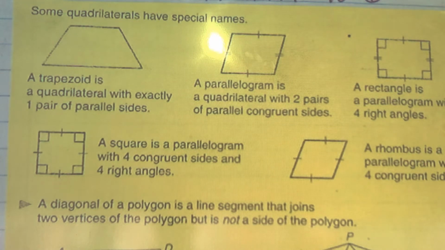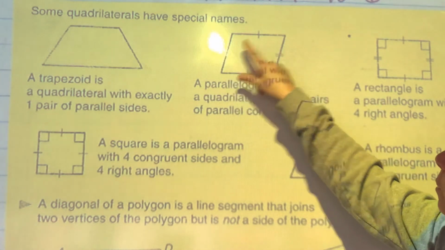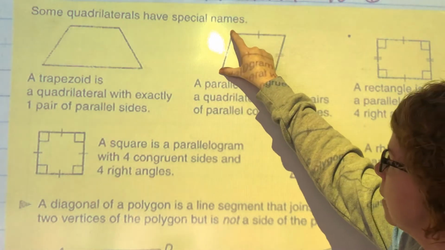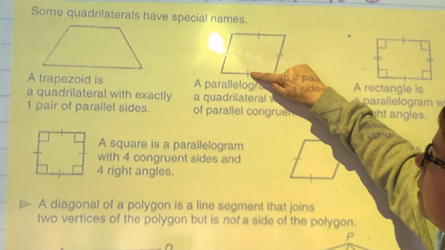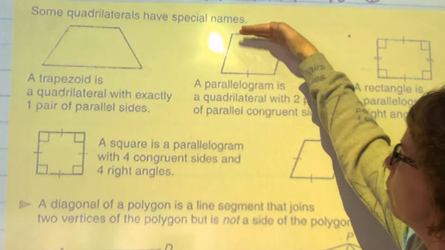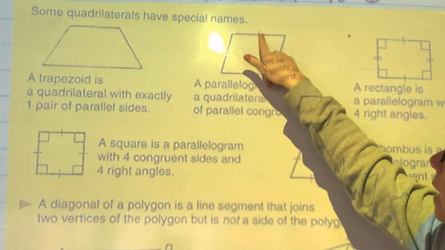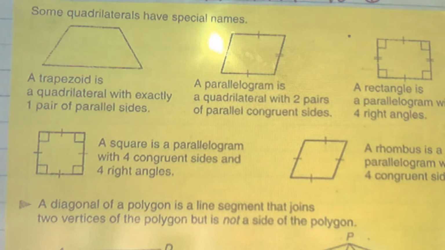The next one is a parallelogram, and a parallelogram is a quadrilateral with two pairs of parallel congruent sides. We talked about congruent the other day, meaning exactly the same. So we know with a parallelogram, these sides are parallel and they're also congruent. So I could pick up this side, set it right on this side, and it'd be the exact same. These sides are parallel, same thing. I know that this side, I can pick up this line, lay it right on this one, and they're going to be congruent. Because in a parallelogram, both sets of sides are parallel and congruent.